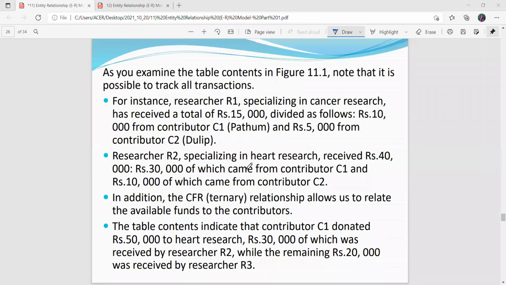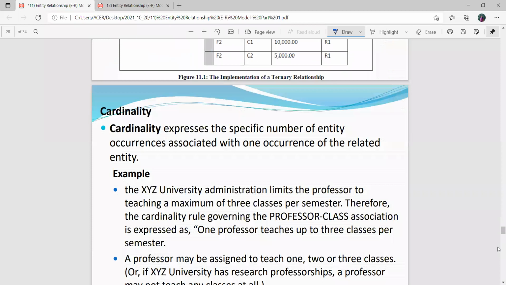In a unary relationship, one entity participates to create a relationship. In the binary case, two entities participate to create a relationship. In the ternary case, three entities participate to create a relationship. Okay, then let's discuss cardinality.